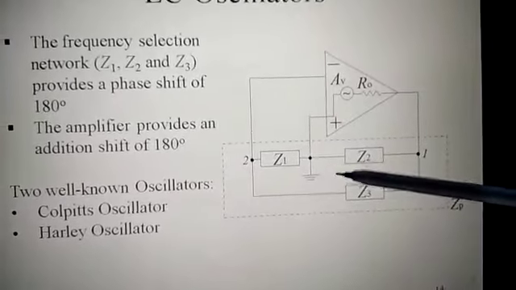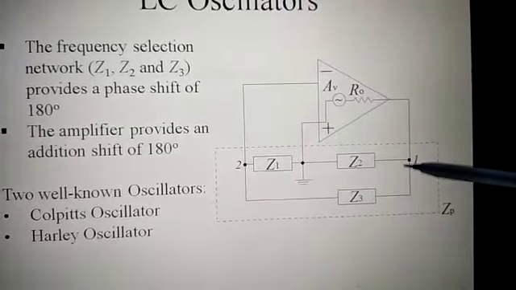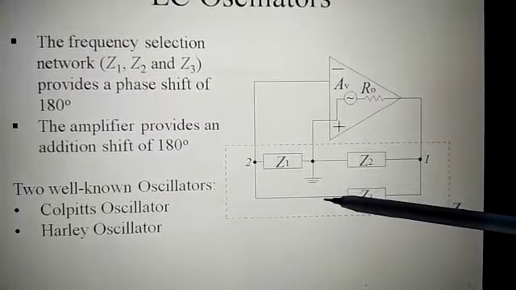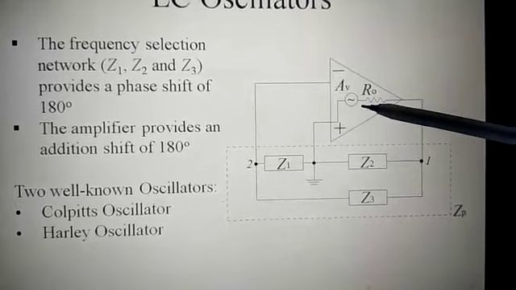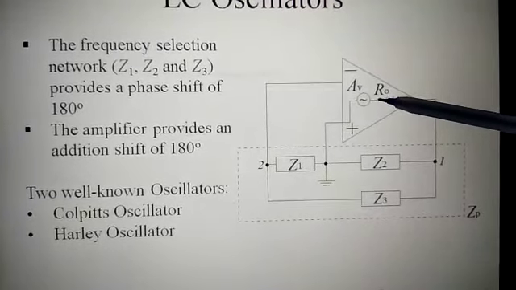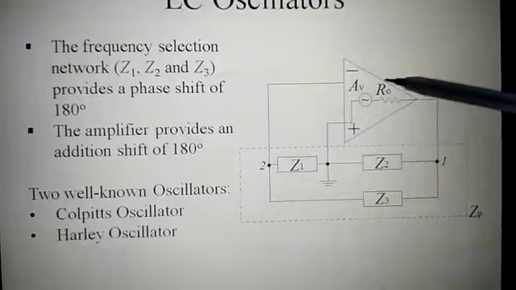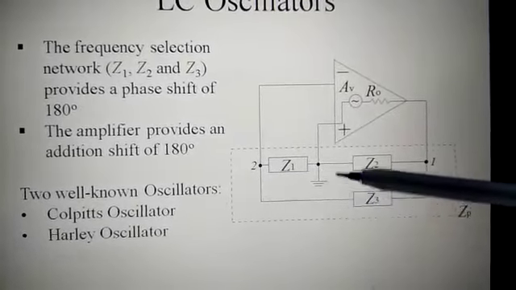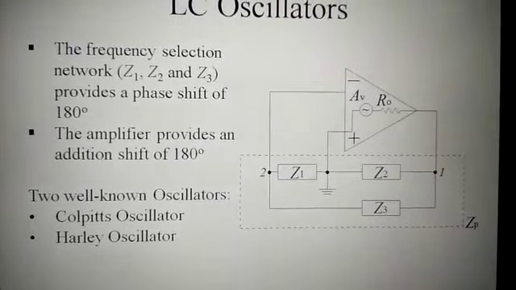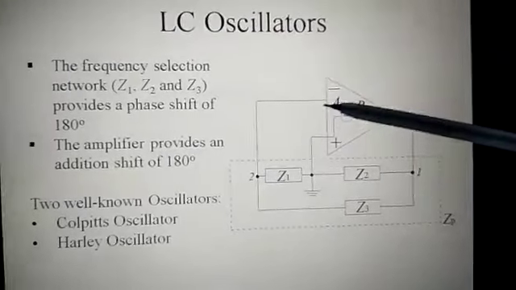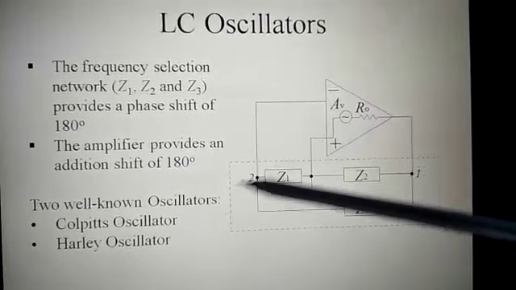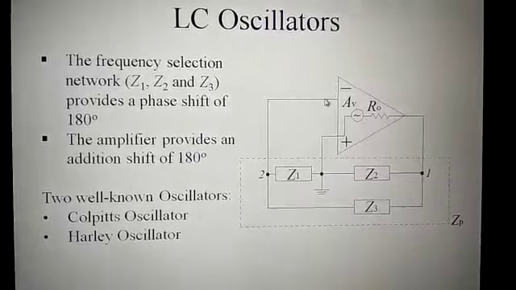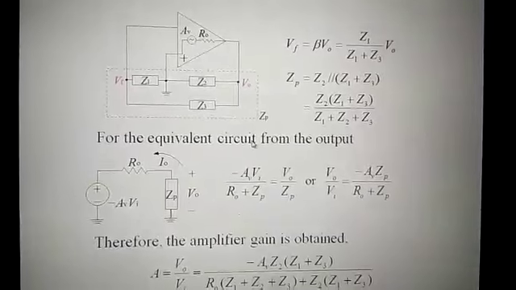This is called a frequency selection network Z1, Z2 and Z3, which provides a phase shift of 180 degrees, and the amplifier will provide a phase shift of 180 degrees, so that the total phase shift around this loop is 360 degrees as per the criteria of the oscillator. In LC oscillators, two well-known oscillators in our syllabus are the Colpitts oscillator and the Hartley oscillator. We will see about these oscillators.